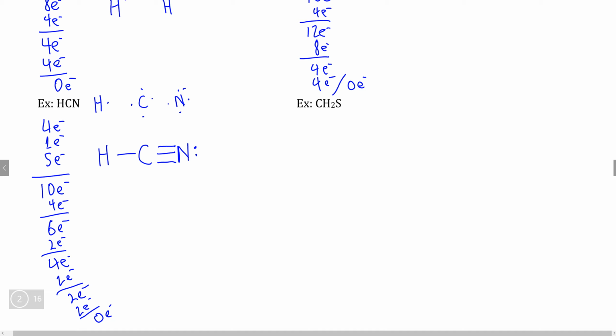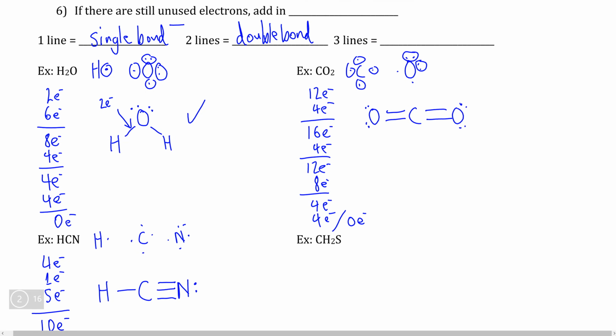And if we check valence shells to see whether they have enough electrons, hydrogen's 1s subshell is full. It has 2 electrons. Carbon has 2 electrons per bond, and 4 bonds is 2, 4, 6, 8, so it's good. Nitrogen has 2 electrons per bond, 2, 4, 6, plus the 2 from its lone pair is 8, so all of our atoms are stable and good.